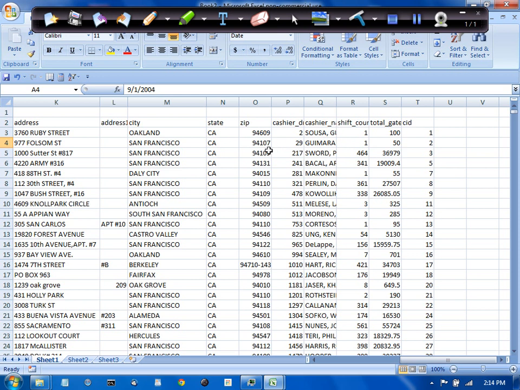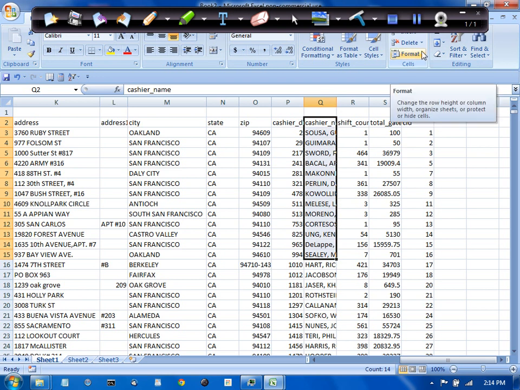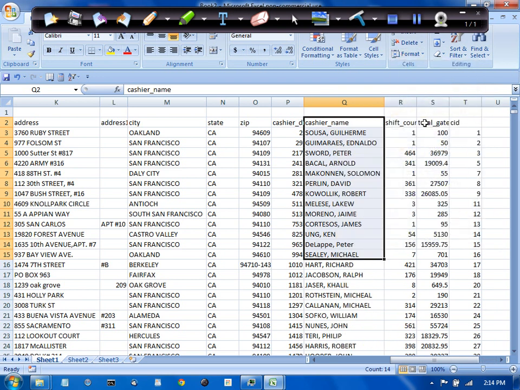And over here, again, here you had Mr. Sword, so I can scan that. He and Mr. Sword here drove 464 times during this period and paid $36,979.